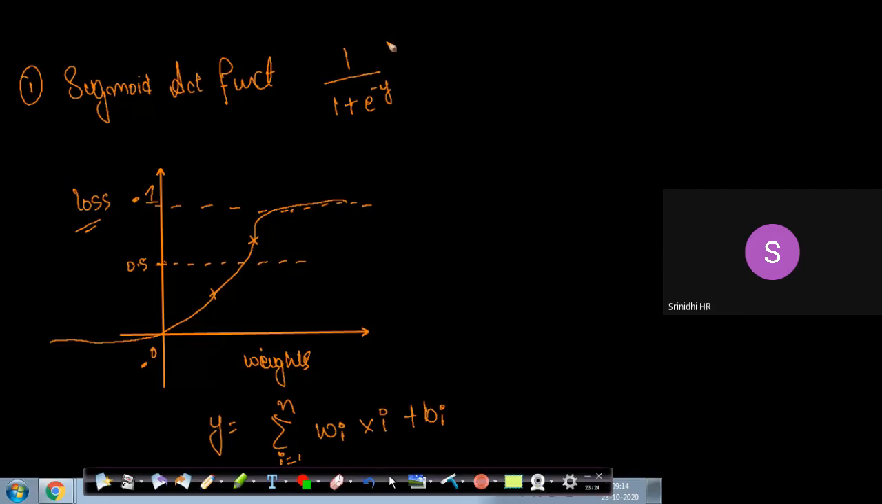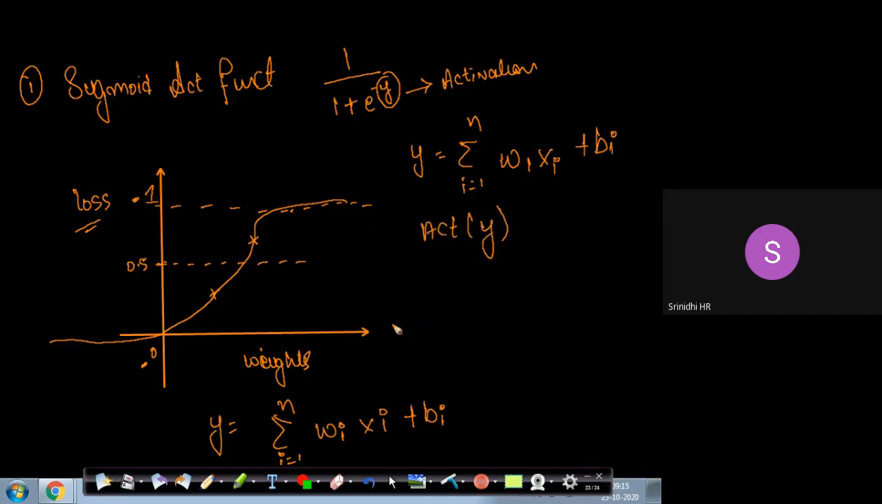Now here we need to find this particular y. What is the formula of y? Y is equal to the summation of i equal to 1 to n of wi xi plus bi, some bias. So that is the activation y. After getting the value of y, you will apply it to the sigmoid function here. Did you understand?